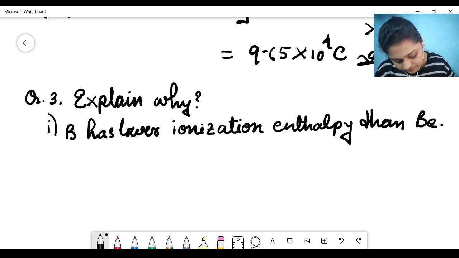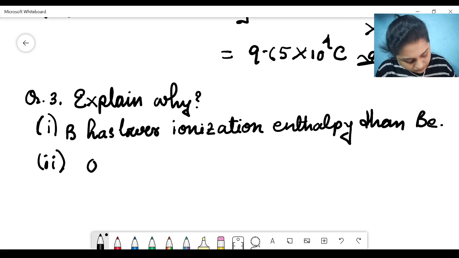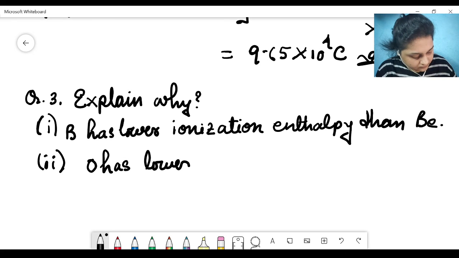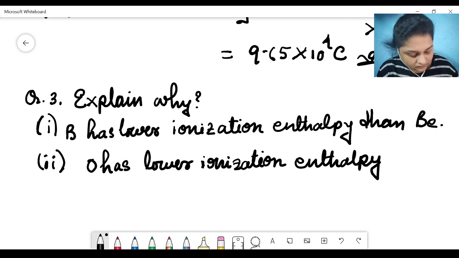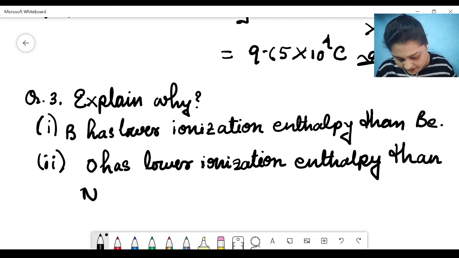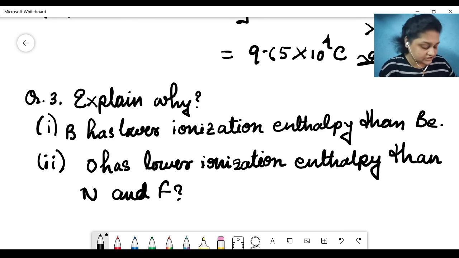This is number 1. This is number 2. Oxygen has lower ionization enthalpy than nitrogen and fluorine. This is the second question.